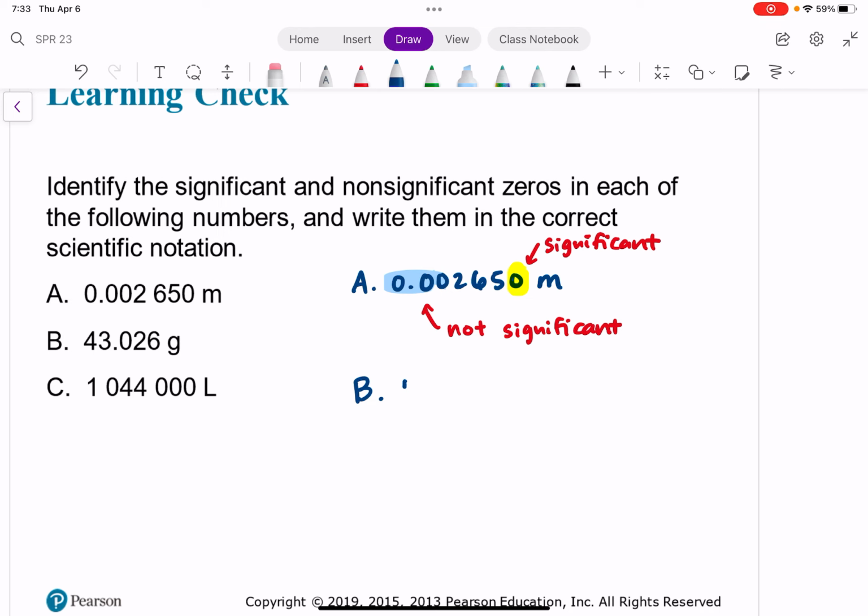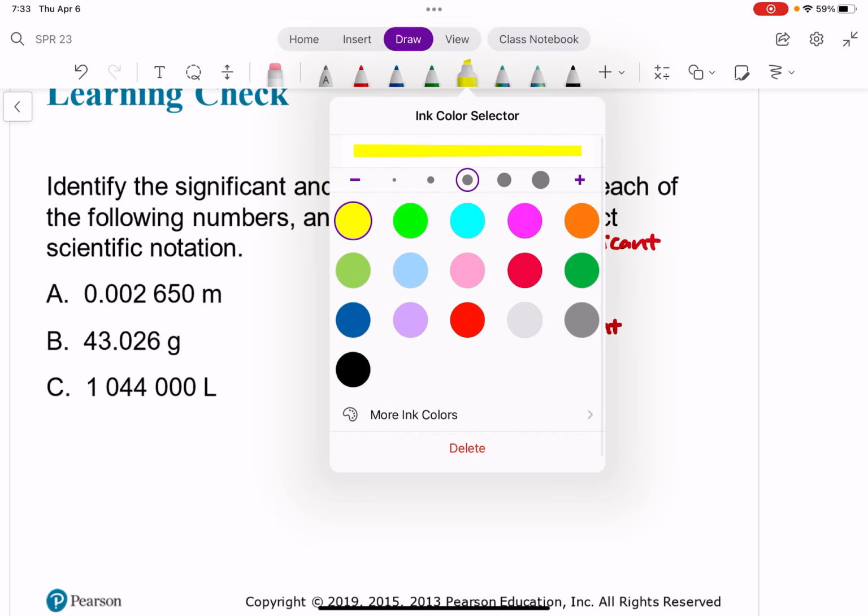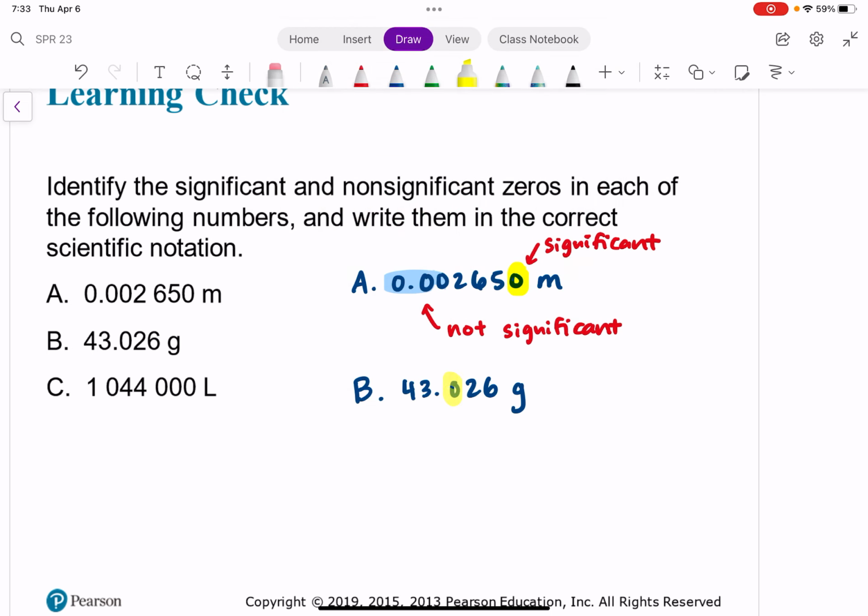All right, so 43.026 grams. All right, so which zeros are significant in this number? All of them. Yeah, there's only one 0, and it's sandwiched between non-zero digits. So that one is significant. All right, let's try C.